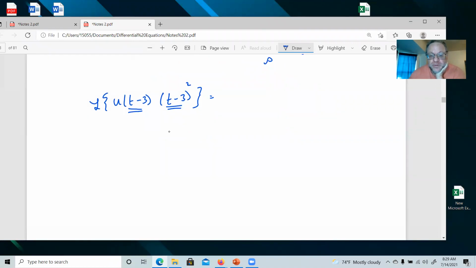So the Laplace transform is going to be the integral from 0 to infinity of e to the negative st, and here we have the unit step function u(t minus 3), times t minus 3 squared dt.